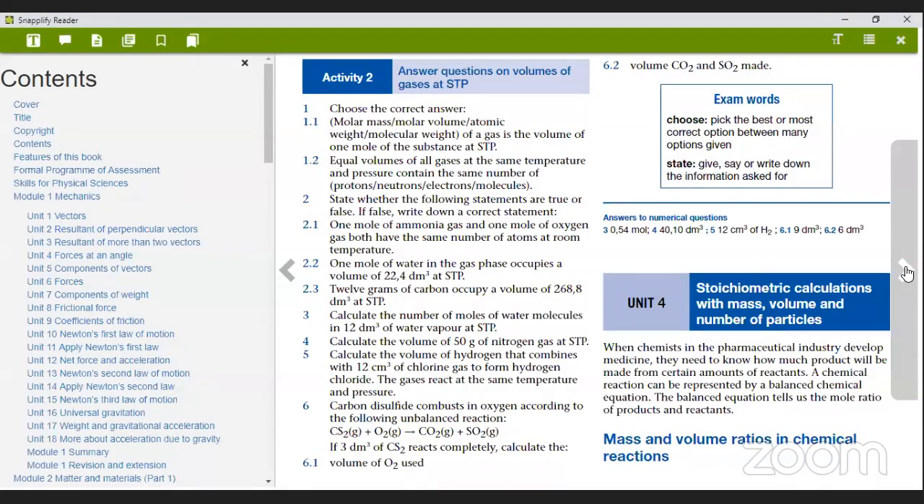So for tomorrow, obviously there's homework. Our homework for tomorrow is to choose the correct answer. Let's do the even numbers, which means we're going to do number 2, number 4, and number 6. And then we'll try and solve those problems tomorrow.